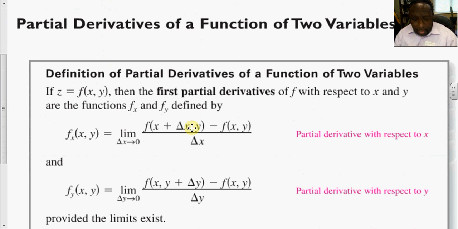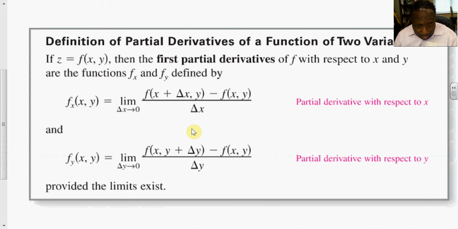Basically, this says that if you want to find the limit or the derivative of the function f with respect to x, treat y as a constant or coefficient. And very similarly, for the partial derivative of f with respect to y, we treat x as a constant, and the y variable varies.